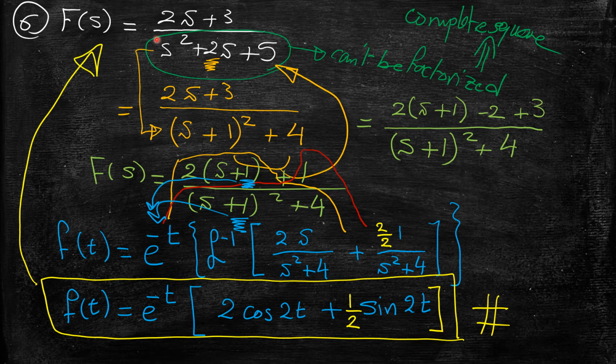So let's recap this quickly. We have here (2s + 3) over (s² + 2s + 5). Again, this denominator can't be factorized. We moved forward to get this denominator as a complete square. We did this in this smart way. We have (s + 1)² + 4.